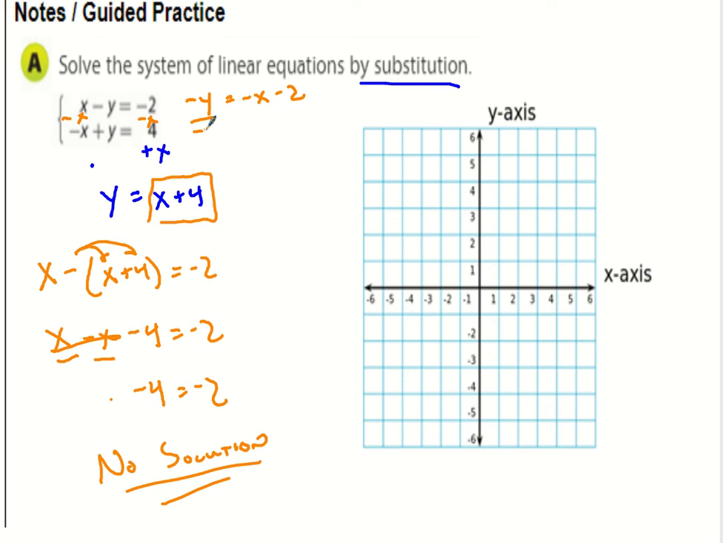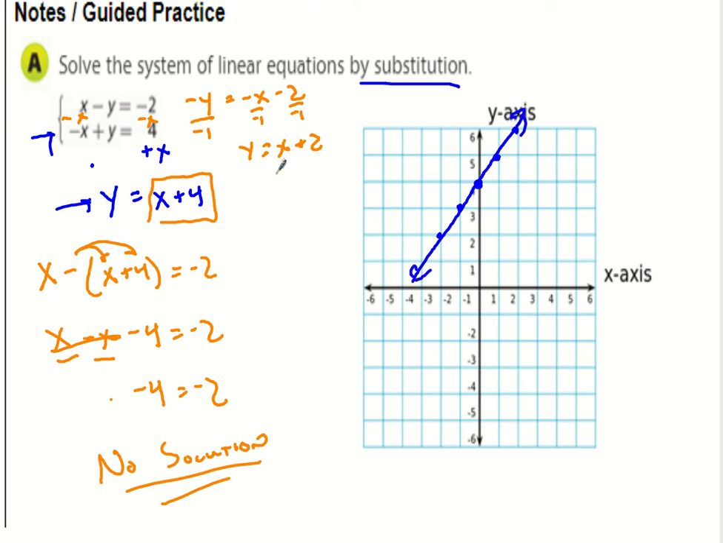But because I have negative y, I don't like that. I've got to divide everything by negative 1. And that gives me y equals positive x plus 2. So I look at the second equation, so the second one here, we change to this. That's x plus 4, start at 4, up 1 over 1. So there's the line. So this is the second line, and this is the first one.